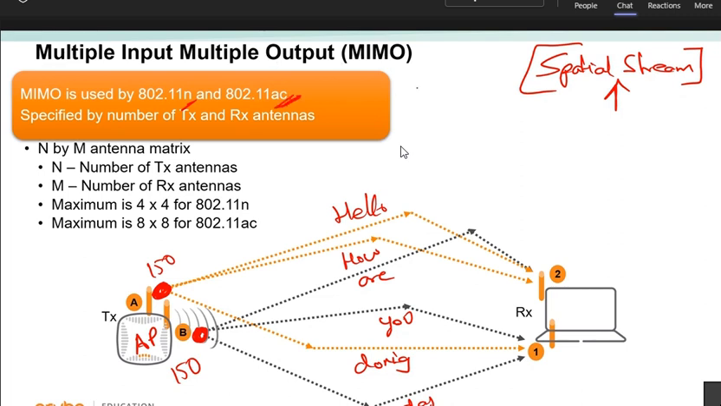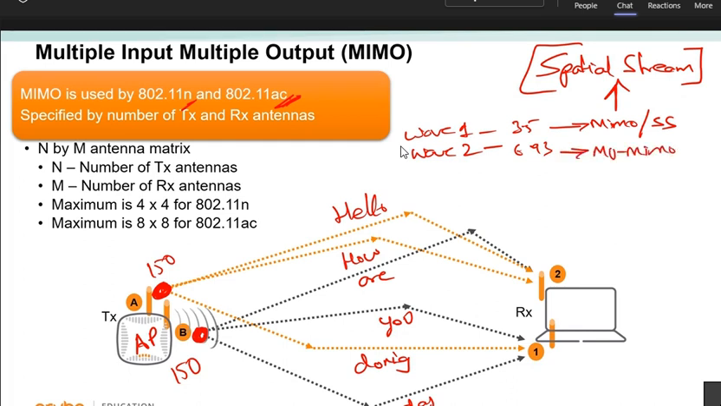Now when you talk about your 802.11ac, your AC had two waves, wave 1, right, and wave 2. The wave 1 can get you speeds up to 3.5 Gbps and wave 2 can get you up to 6.93 Gbps. Because in wave 1, we are using MIMO and spatial streams. However, in wave 2, we have something called multi-user MIMO and spatial streams. Now, what is your multi-user MIMO?